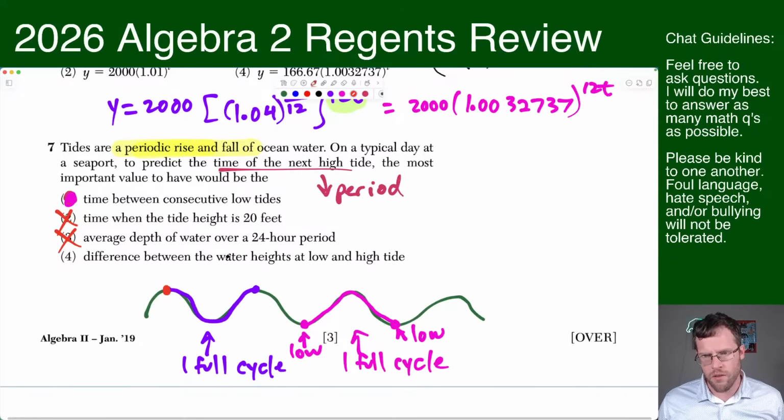And the difference between the water heights at low and high tide is just going to help us find the midline and the amplitude, that kind of stuff. So this is out. So definitely choice 1.